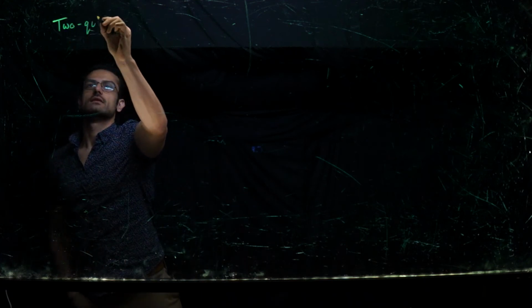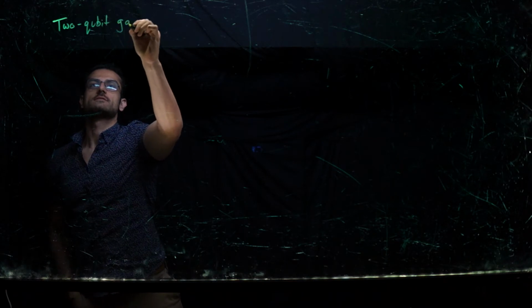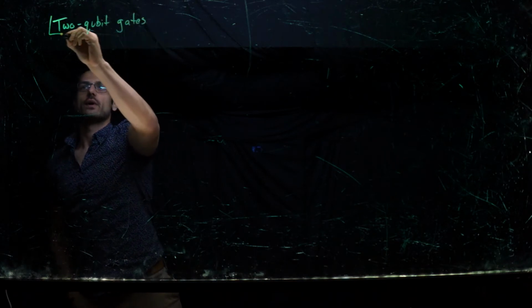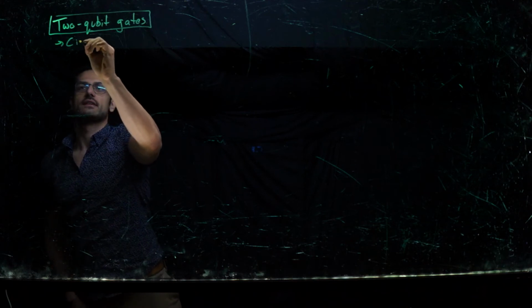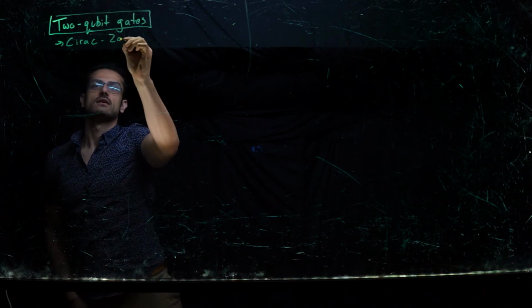And there exist different ways that two qubit gates can be done. Here we're going to look at the Dirac-Zoller gate.